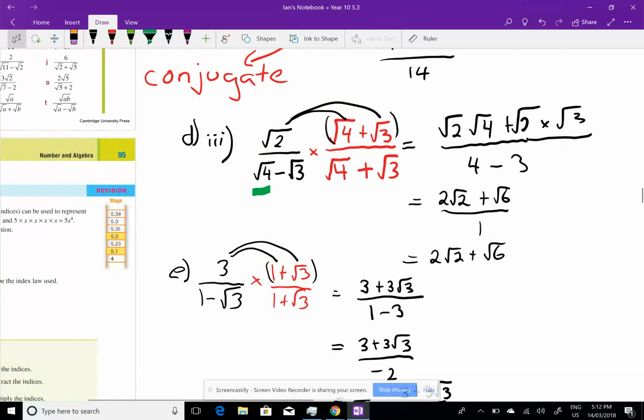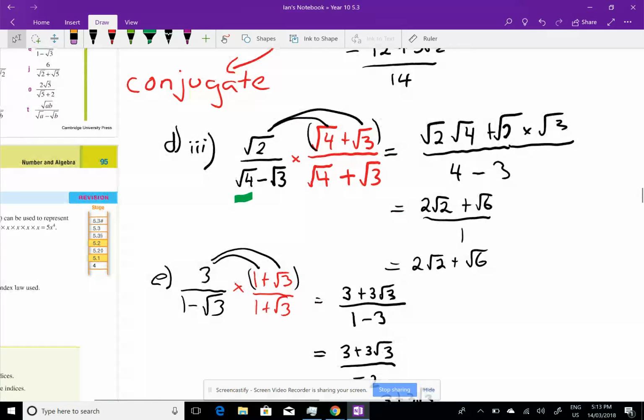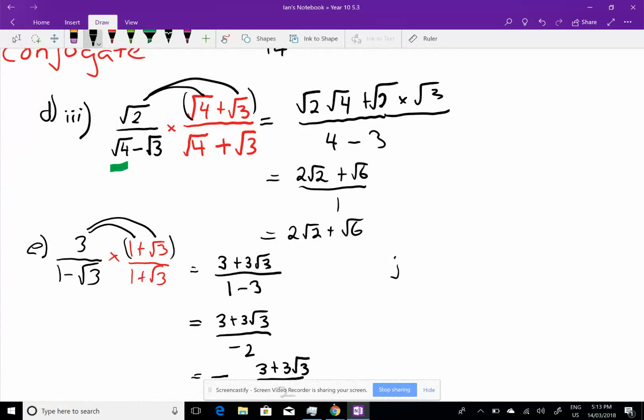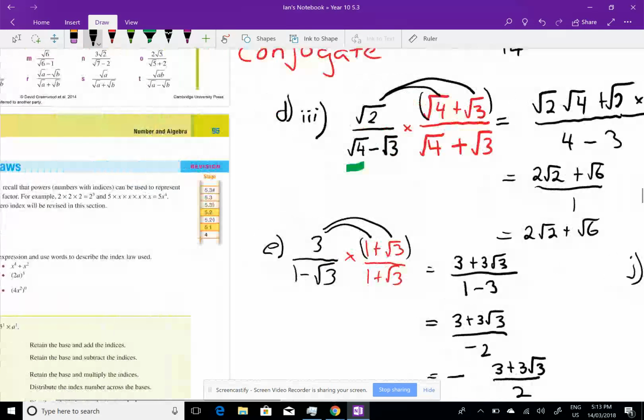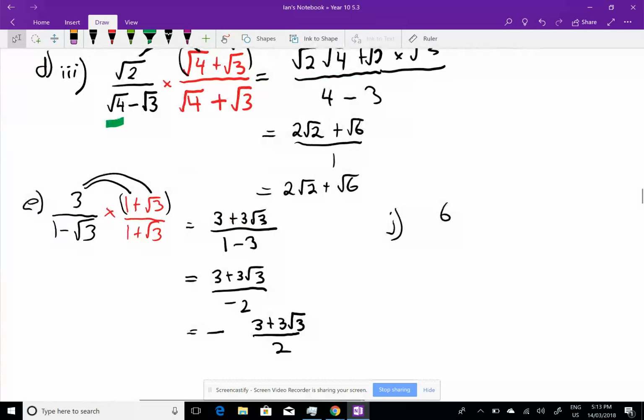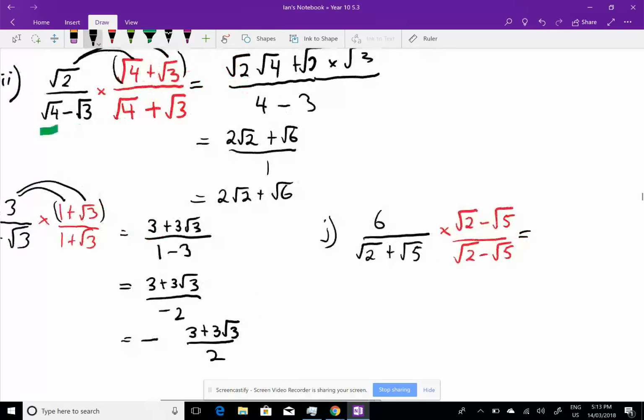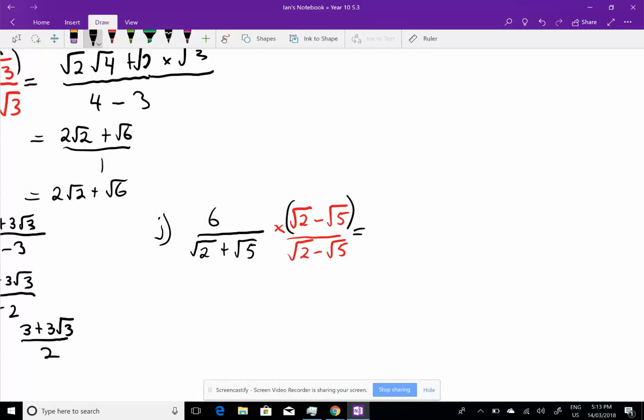Okay, I'm going to do J, 6 on root 2 plus root 5. I'm going to multiply by the conjugate. Now remember, the conjugate is the same thing with a different sign, because that's what gives us the difference of 2 squares. Here we go. Now remember, that's grouped, so I get 6 of those and 6 of those. So 6 root 2 minus 6 root 5.